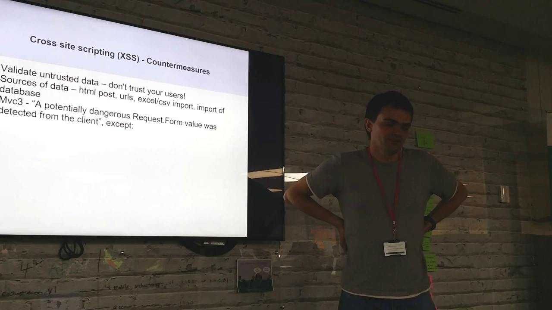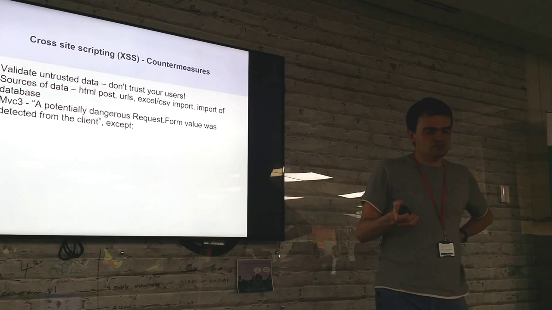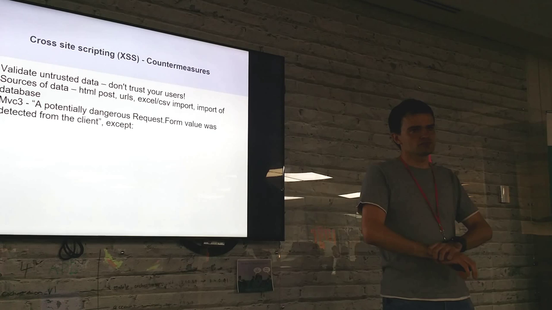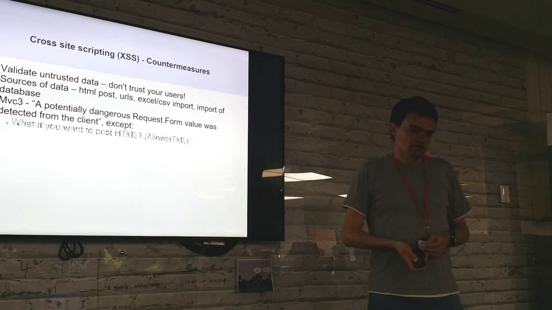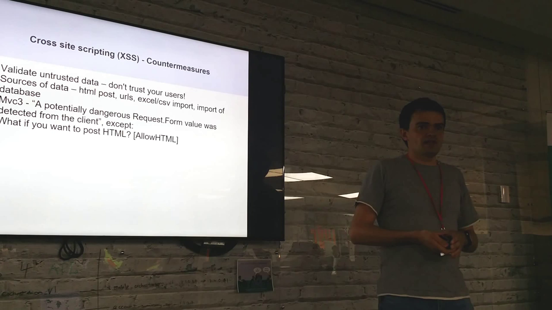With MVC3, they introduced a modicum of protection. If you try and post something that looks like HTML into a page, you'll get this error message. In MVC2, you weren't protected. If you actually do want to post HTML, then you just slap the AllowHtml attribute on there. But again, you need to use some kind of whitelisting approach, otherwise they can still do a cross-site scripting attack on it.